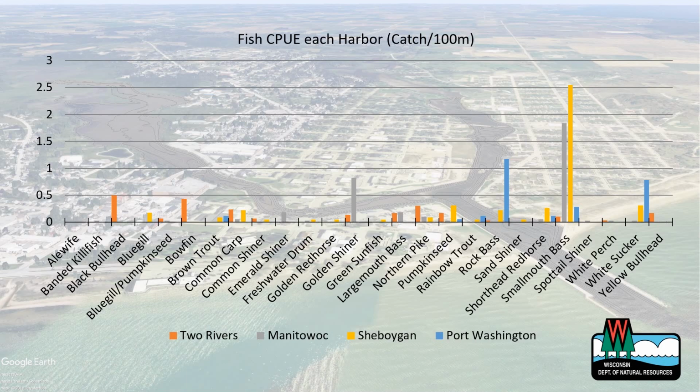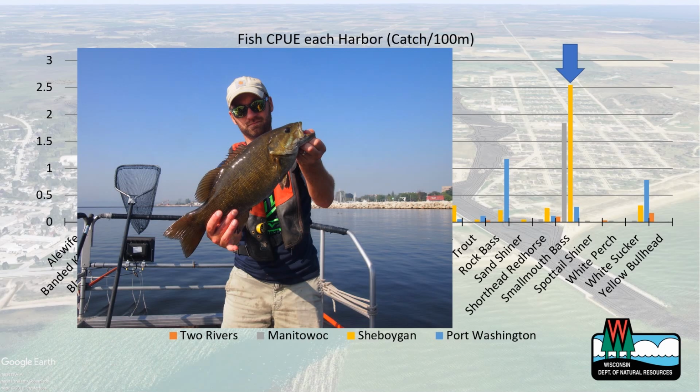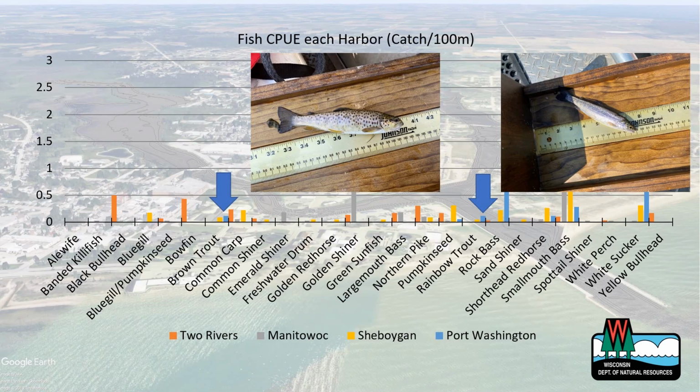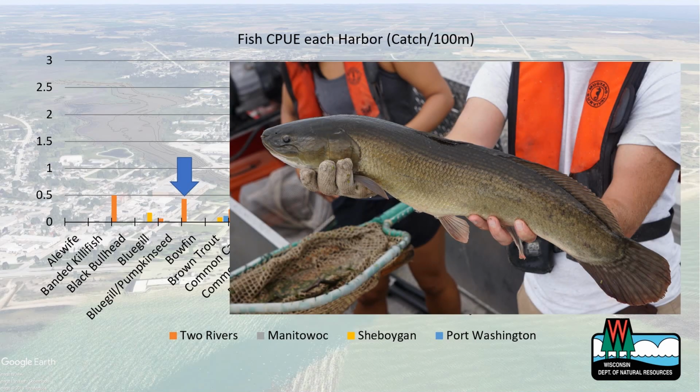For example, it looks like here that Sheboygan has a very strong smallmouth bass fishery. Likewise, some of the more interesting things that we found were brown trout and rainbow trout hiding out in the rocky areas of Port Washington, as well as a large bowfin community in Two Rivers.